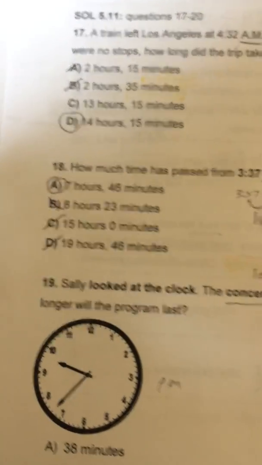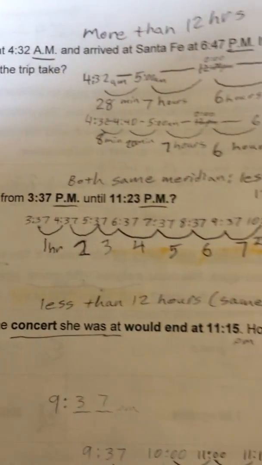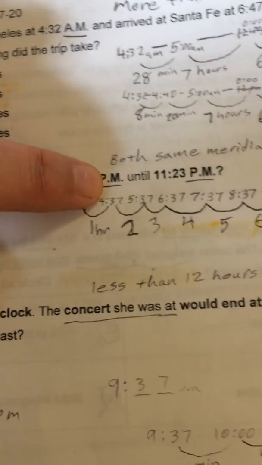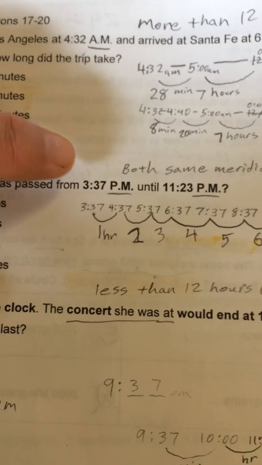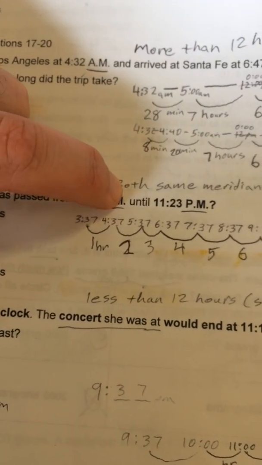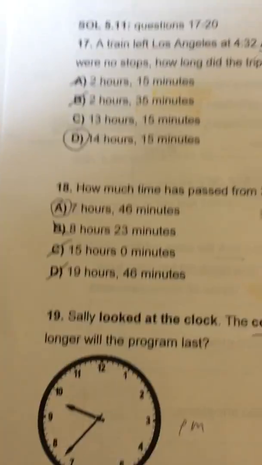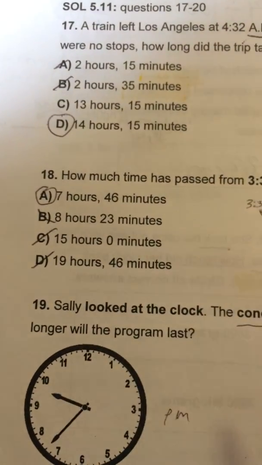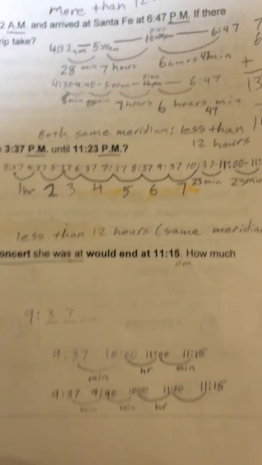So then next one, how much time has passed from 3:37 p.m. to 11:23 p.m.? This is important because look, it's the same meridian. So if it's both the same meridian, you know that it is less than 12 hours, because a meridian would be from 12 to 12, and it's a time within the meridian, 3:37 post meridian to 11:23 post meridian. So you know it's only that much. So now I can just take this, and since I know it's less than 12 hours, I can eliminate this one and this one right now, and you can do the same. Oh, Mr. Haw, there's the answer. I don't have to do anything. No, of course you do. Please copy this after that.